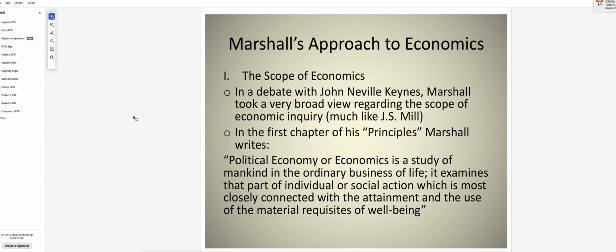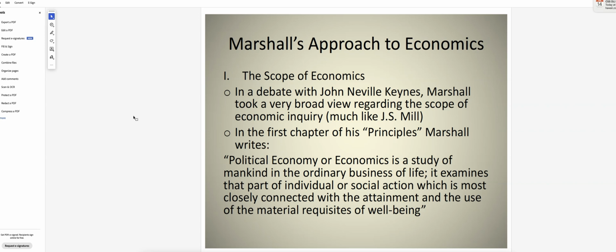Here, political economy or economics is a study of mankind in the ordinary business of life. It examines that part of individual or social action which is most closely connected with the attainment and the use of the material requisites of well-being. And that's a bit different than what we would see when you take your first day of economics. They probably focus on that idea that economics is a science of scarcity, and they just go along with that.